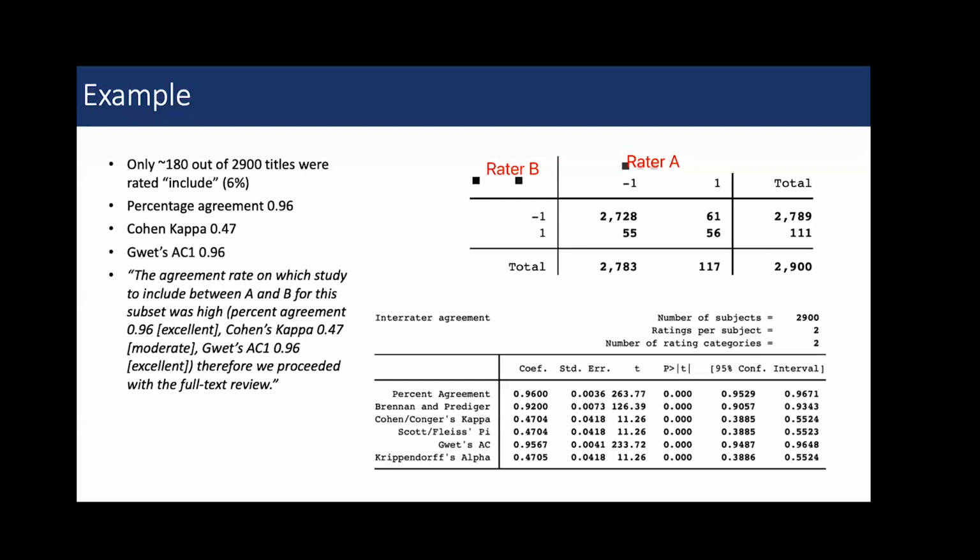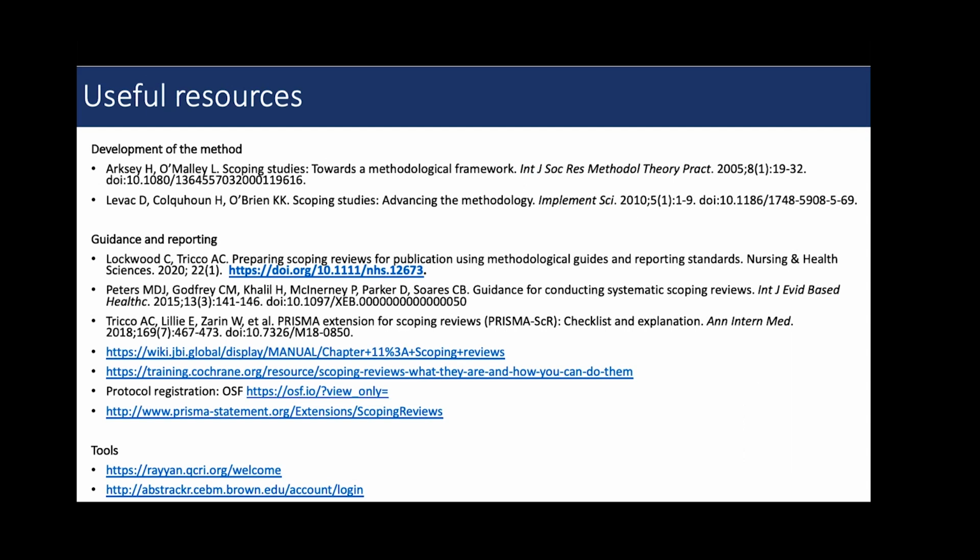The recommended way to report it is that we shouldn't only report what is good and neglect what is bad. So I report all three inter-rater agreement rates: percentage agreement, Cohen's kappa, and Gwet's AC1. I explain why we use Gwet's AC1 as a better threshold, and then we proceed with the full text review. I think that's all I have. Back to Katherine and Claire.